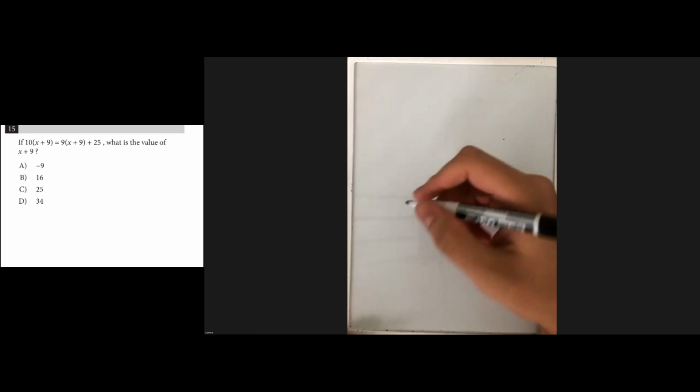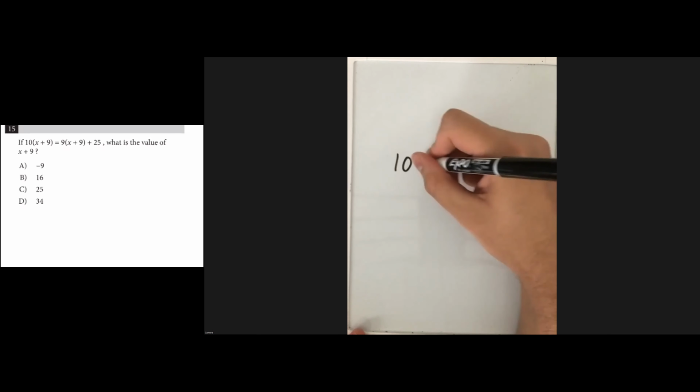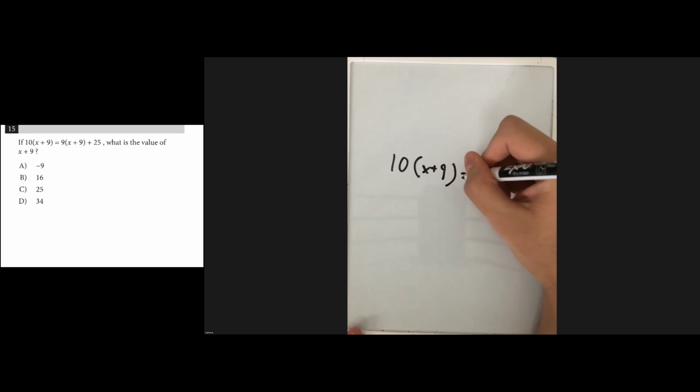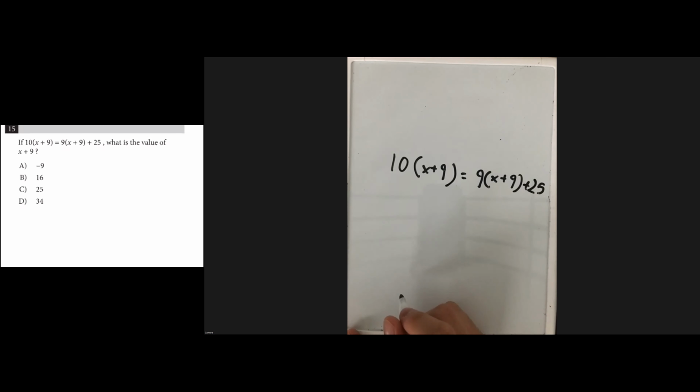Okay, so there's two ways to solve this. I'm going to show you the easier way, which will save you time. And so we have 10 times (x plus 9) equals 9 times (x plus 9) plus 25. And so for this, it says, what is the value of x plus 9?